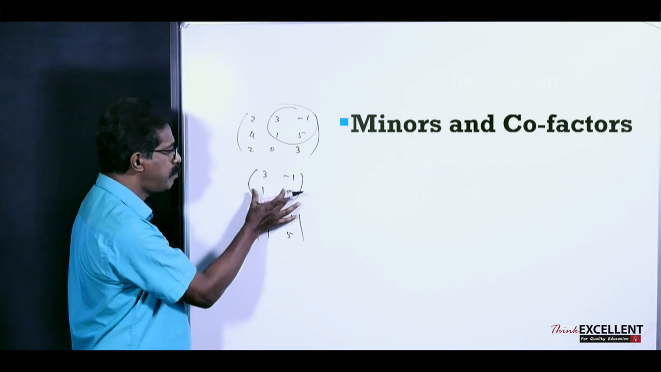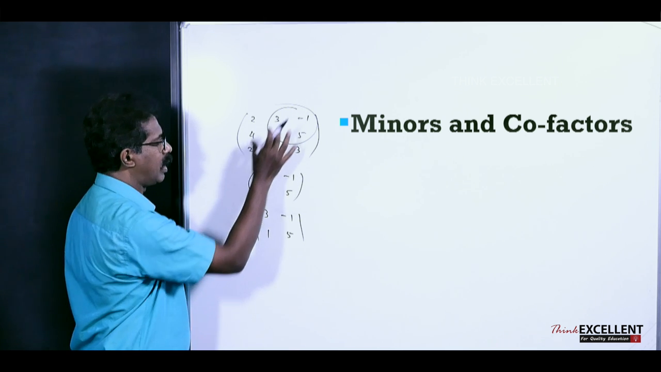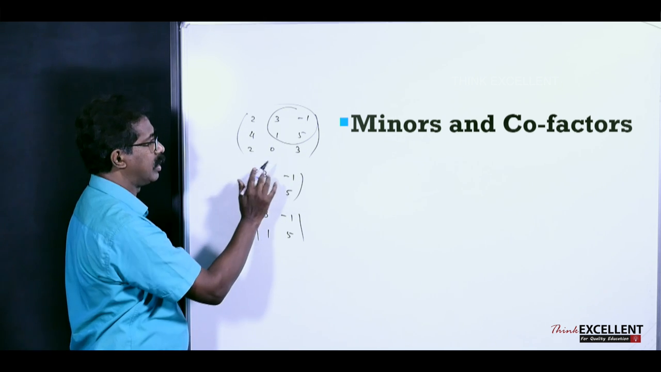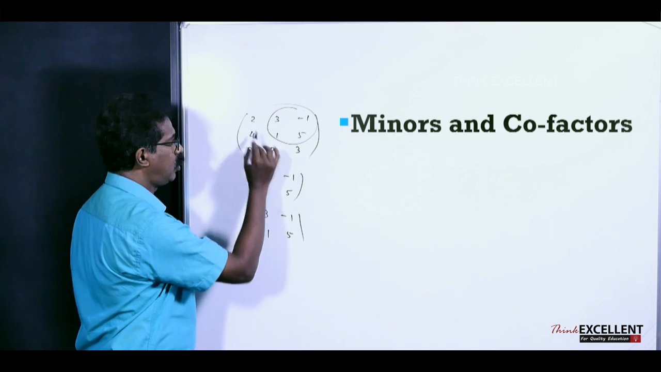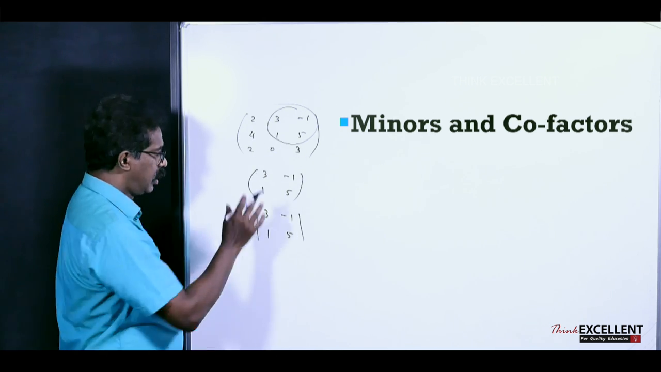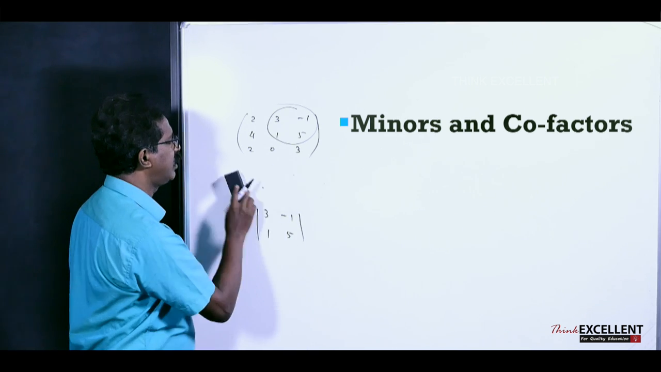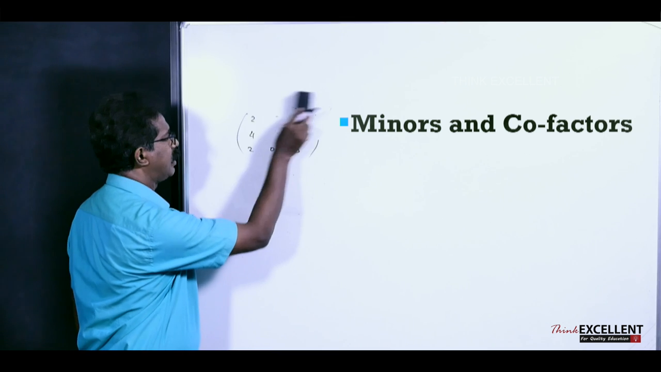So minor means determinant of a submatrix. A matrix is given, you take a submatrix, take a few elements, okay, you can't take just any elements, you can leave some row, some column, take the remaining, okay, so that is called a submatrix. Write it as a determinant, this is called a minor. So minor of the elements, listen, how to find minor of the elements?